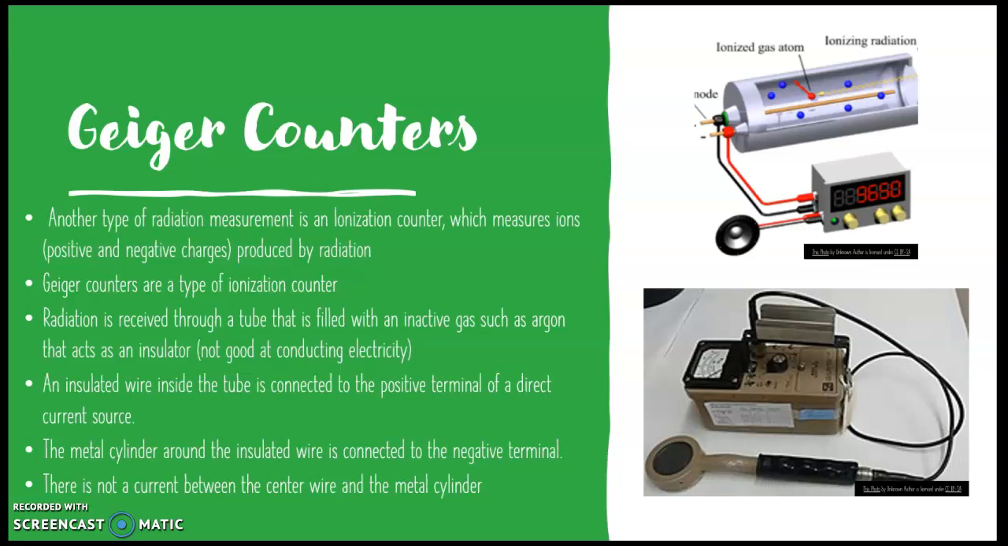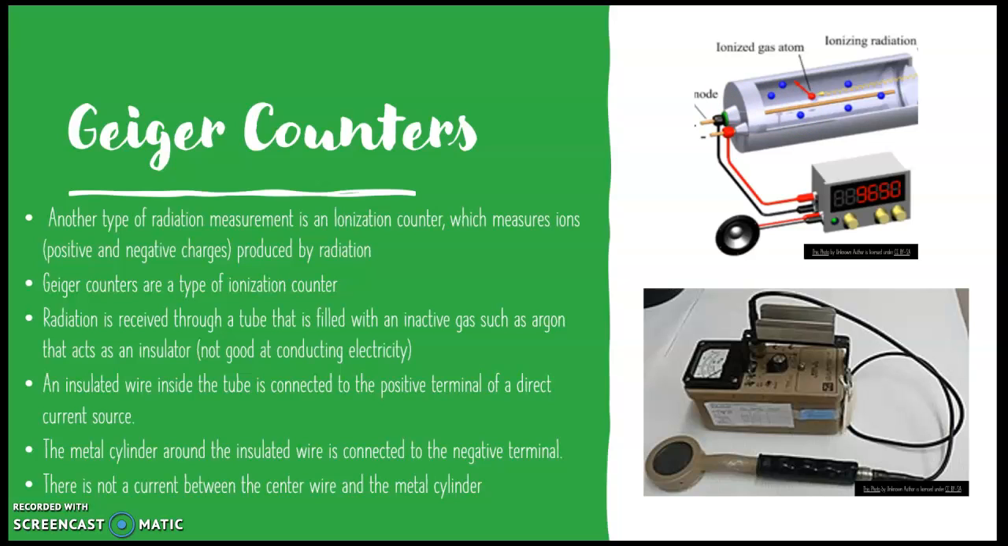So in a Geiger counter, radiation is received through a tube that is filled with an inactive gas, such as argon, that acts as an insulator. You know, an insulator is something that's not good at conducting electricity. An insulated wire inside the tube is connected to the positive terminal of the direct current. So the positive terminal, and there's your insulated wire.